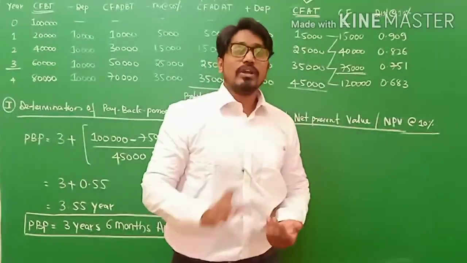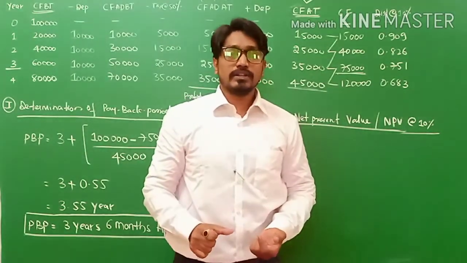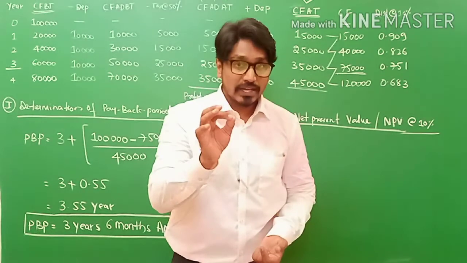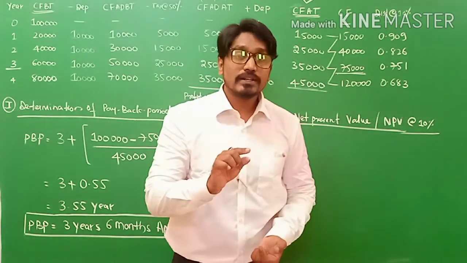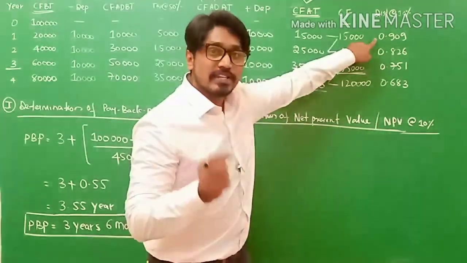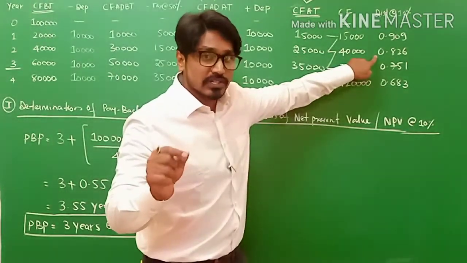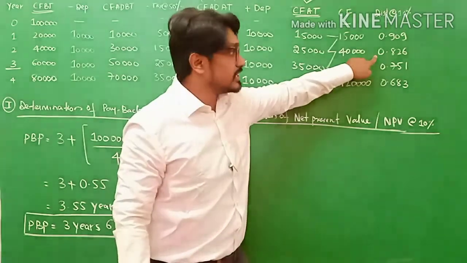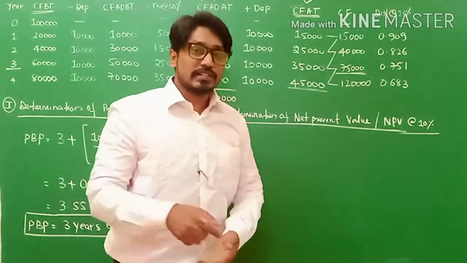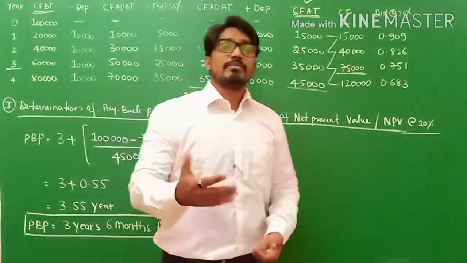Friends, take a normal calculator, put it on, then 10%. Press 1 divided by 1.10 equals to, you will get 0.909. Again equal to 0.826, approximately, you have to consider up to three digits. Then equal to 0.751. Then again equal to, the fourth time, 0.683. If you press equal to again, you will get 0.621. Likewise it depends upon the number of years.